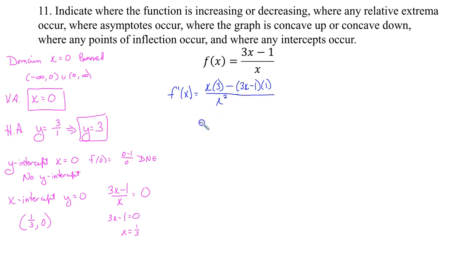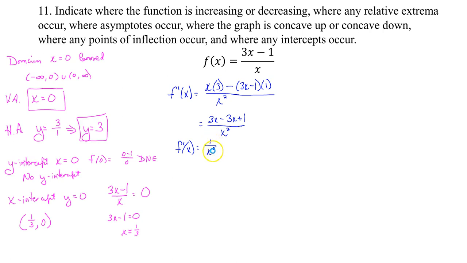We do have to clean this up. This is going to be 3x minus 3x plus 1. So this is going to clean up to be a relatively nice first derivative. 3x minus 3x simplifies, and so I end up with a first derivative, which is going to be 1 over x squared. Now, you might be recognizing that 1 over x squared is, yes, always positive.